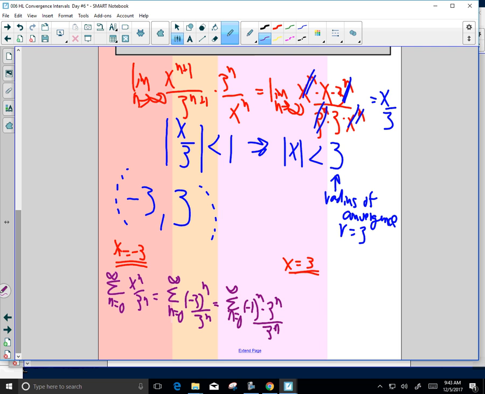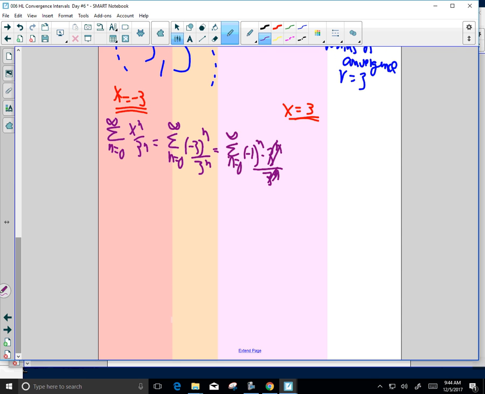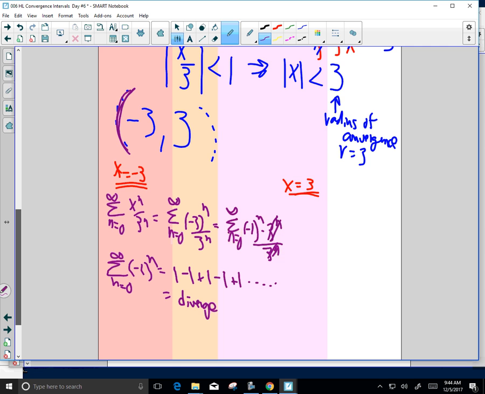What happens there? Those 3 to the n's cancel. Did I do that too fast? Is that okay? Can you see that? So I did x is negative 3. So I get negative 3 to the n, which is negative 1 to the n times 3 to the n. The 3 to the n's cancel, and I get the sum, n goes from 0 to infinity, of negative 1 to the n, which is just going to be 1 minus 1 plus 1 minus 1. And do you agree that this is going to diverge? Because it's 0, then it's 1. 0, then it's 1. It diverges. So we'll have a parenthesis on this one.